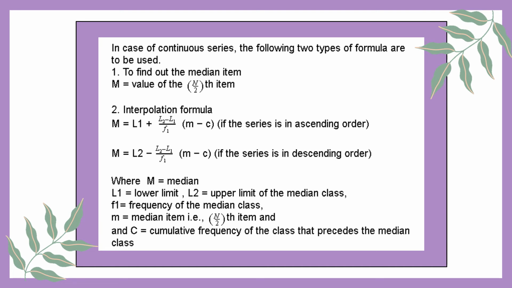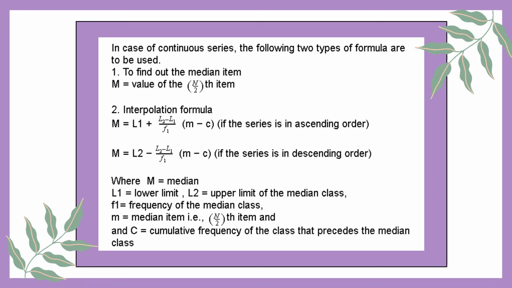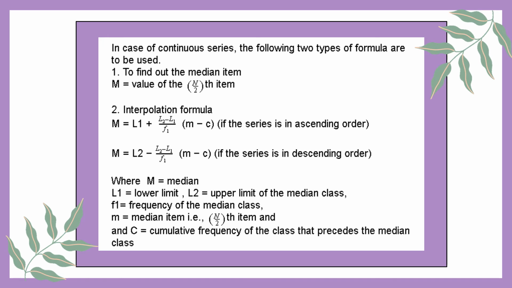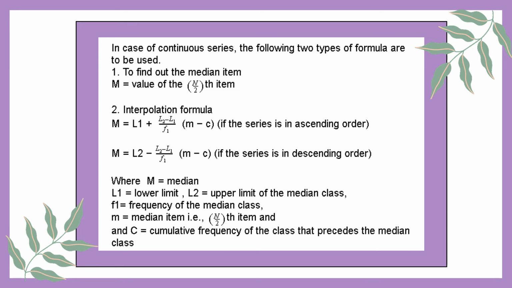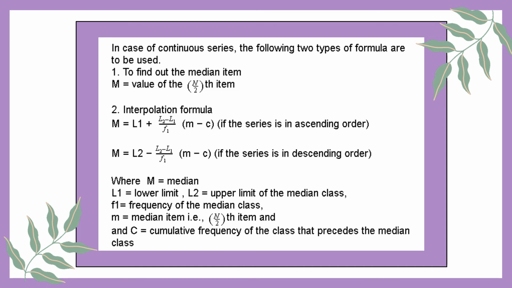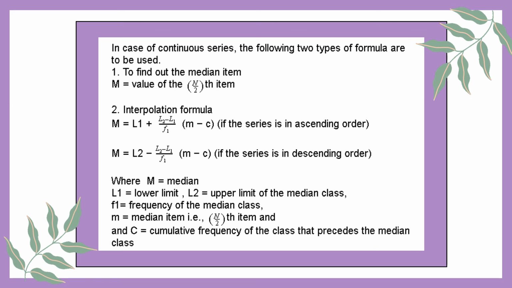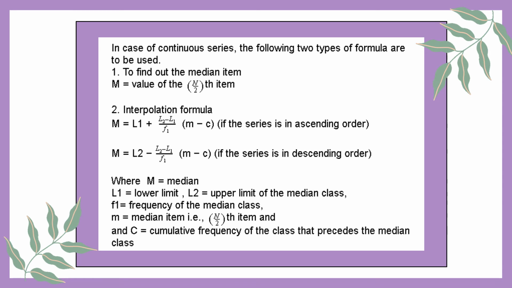Second, the interpolation formula. M is equal to L1 plus (L2 minus L1) divided by F1 multiplied by (M minus C) if the series is in ascending order, or M is equal to L2 minus (L2 minus L1) divided by F1 multiplied by (M minus C) if the series is in descending order, where M is equal to median, L1 is the lower limit, L2 is the upper limit of the median class, F1 is the frequency of the median class, M is the median item, that is N by 2 th term, and C is the cumulative frequency of the class that precedes the median class.